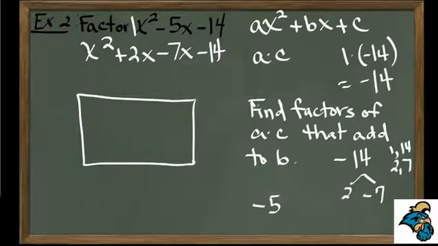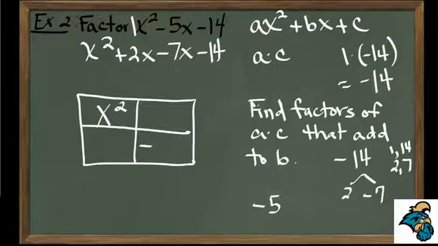I, for ease, make a grid. In my grid, I make it into 4 boxes. In this upper left-hand corner goes my x squared term, which in this case is 1x squared. In my lower right-hand corner, I'm going to put my c term. And then in these 2 boxes, you're going to put the 2 pieces you broke your middle term up into. So I'm going to put 2x and negative 7x. It doesn't matter which box you put it into.